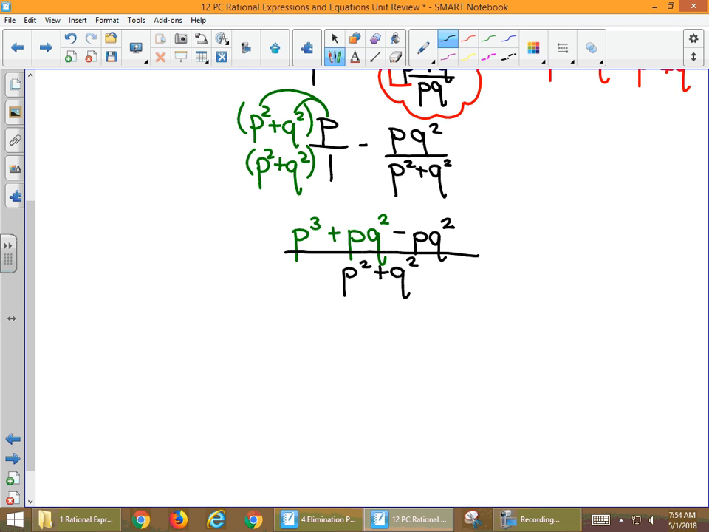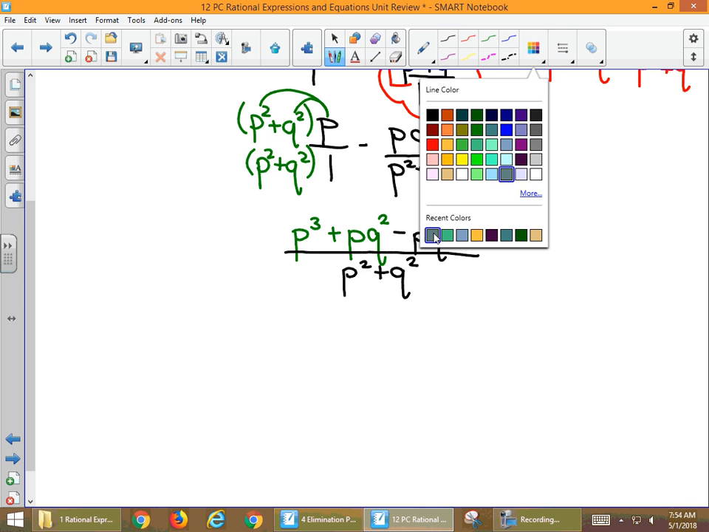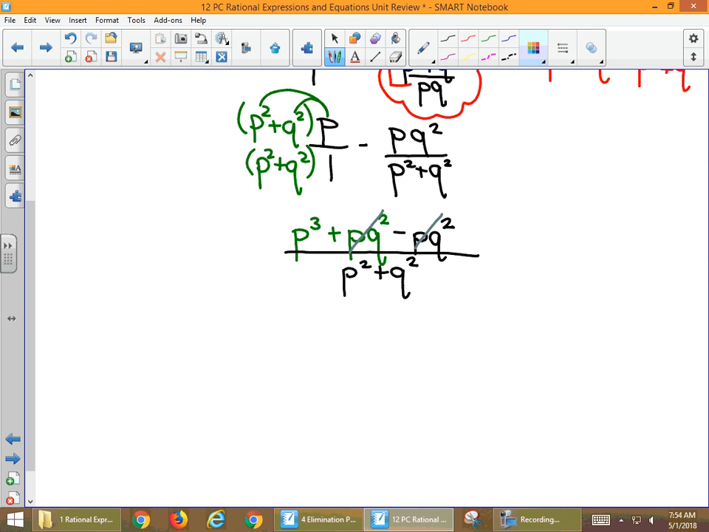And now in our numerator, we're going to combine like terms, and I have a positive PQ squared and a negative PQ squared, and those cancel, so my final answer here is P cubed over P squared plus Q squared.